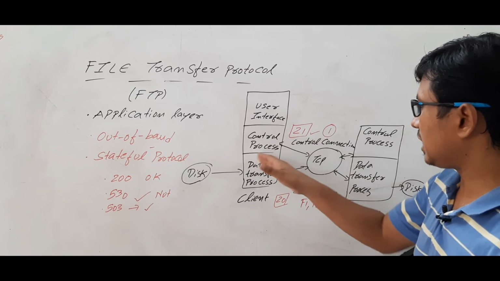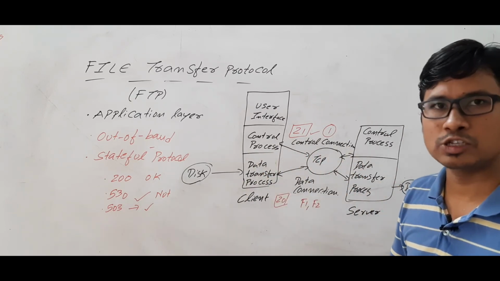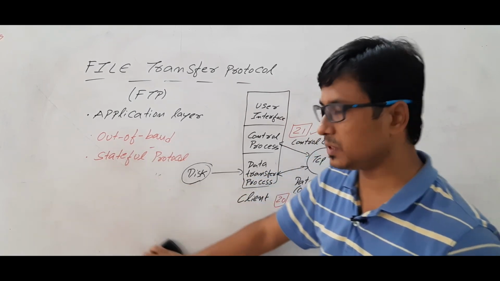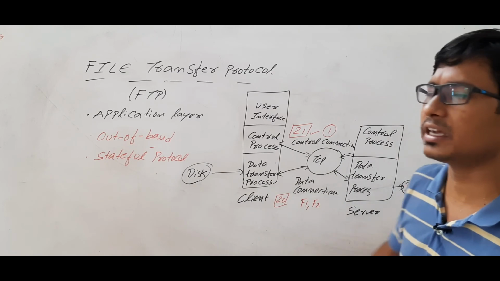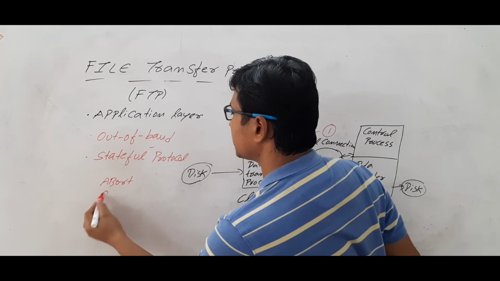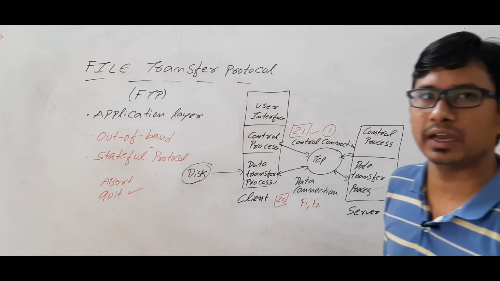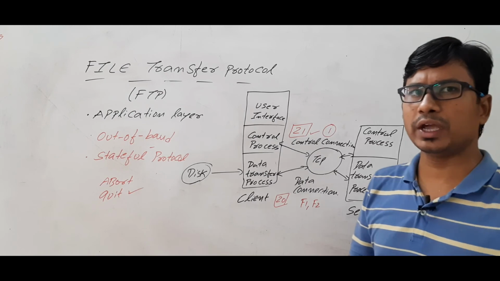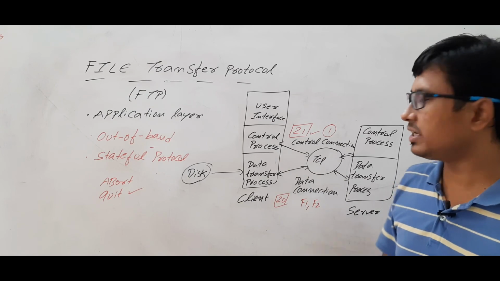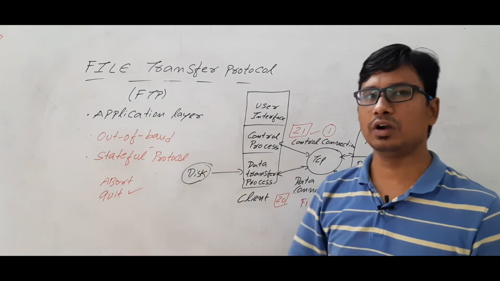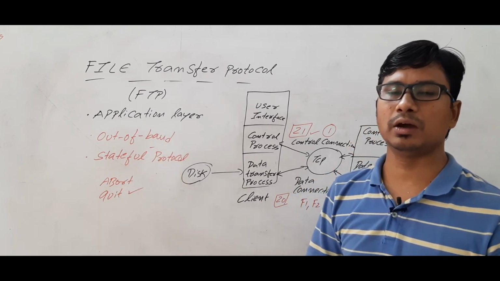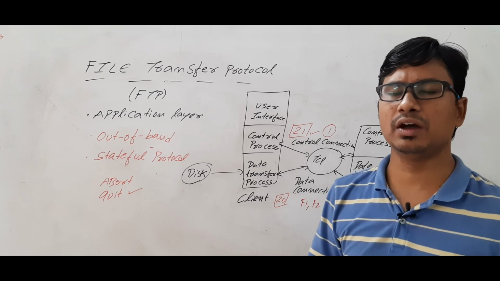So the client will send a request and the server will respond. Another important thing, we have discussed the connection establishment, data transfer, and how the connection will be terminated. It uses two commands called abort or quit. Using these two commands, we can terminate the connection. I hope you have understood the file transfer protocol, how many connections are required, what the port numbers are, why it is called an out of band protocol, why it is called a stateful protocol, and what commands it uses. All these things we have discussed in detail.